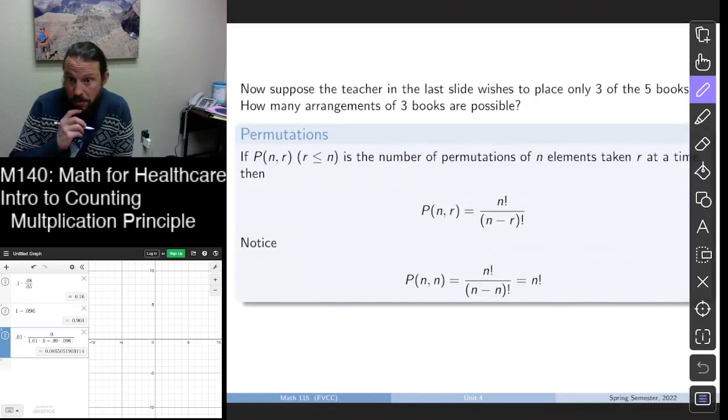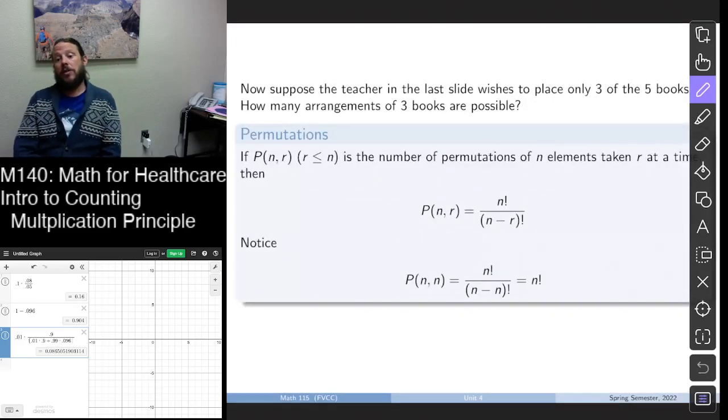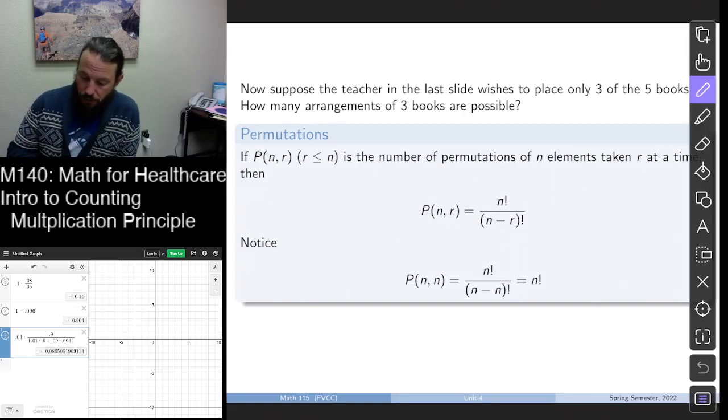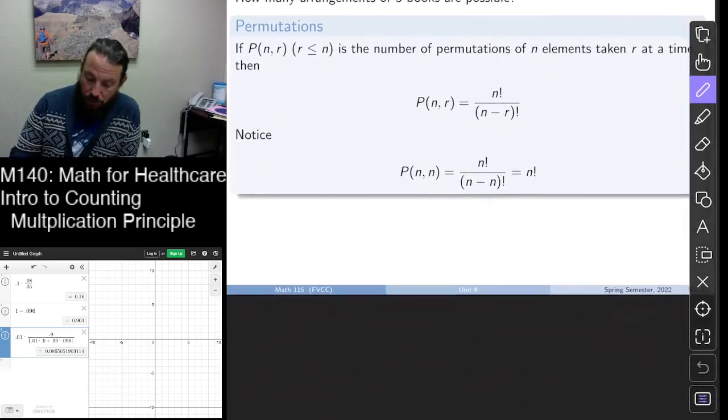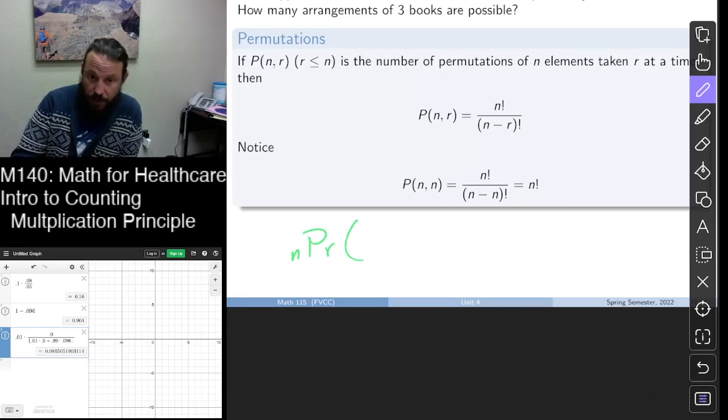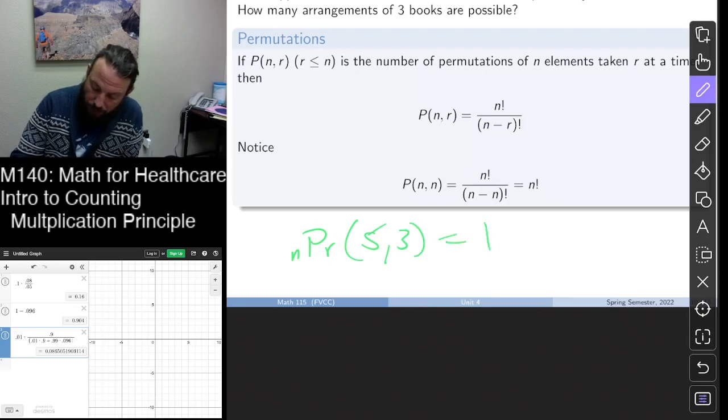Okay, this is the formula for these things. We don't really care about the formula too much, and I will remind you that you could find this in Desmos, and it's going to be nPr. You could type it in, or you could find it under the stats stuff. And for instance, nPr of 5, 3 is equal to the permutations of 5 things taken 3 at a time.